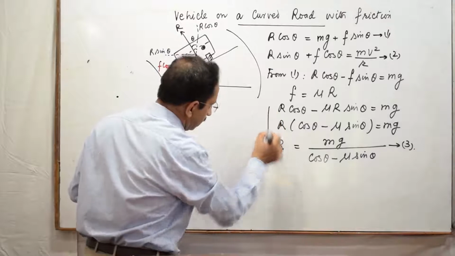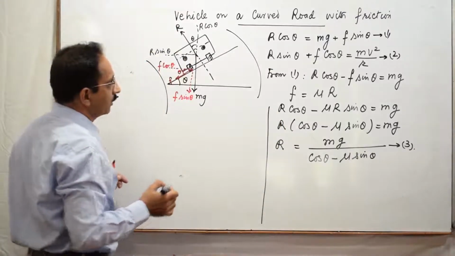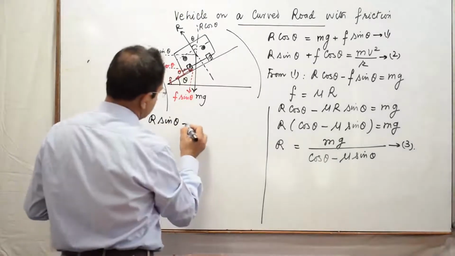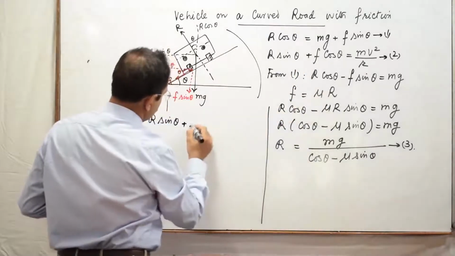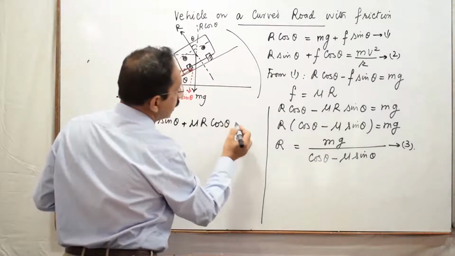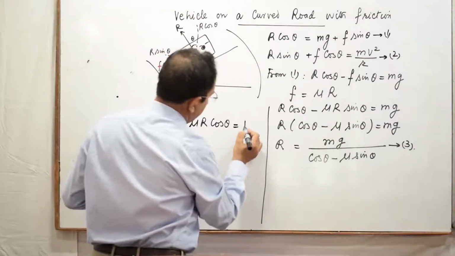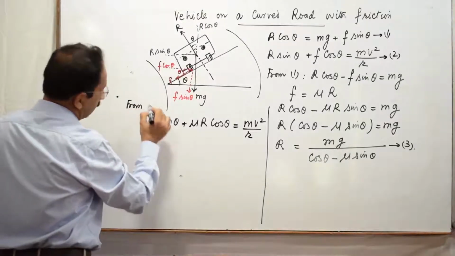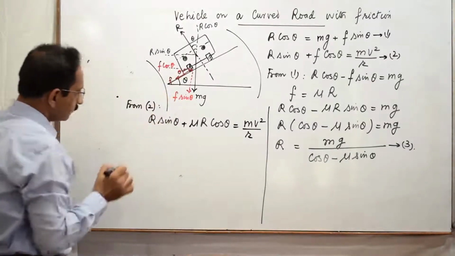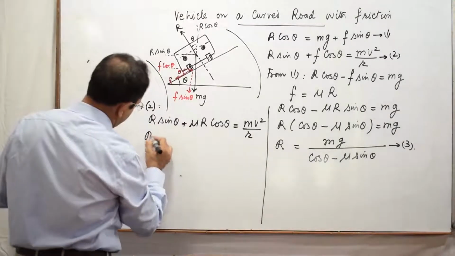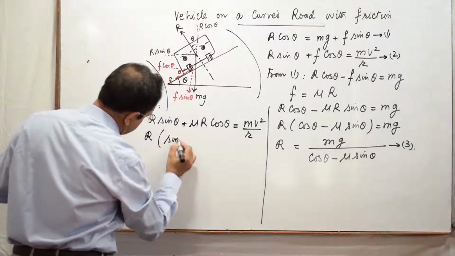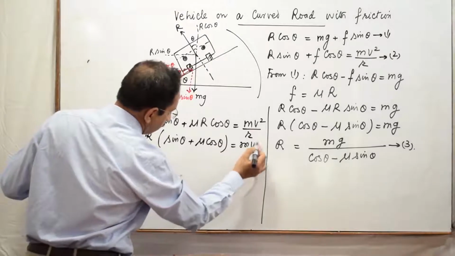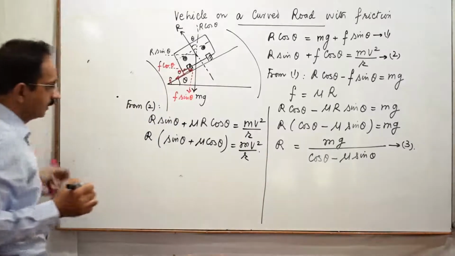So if I say that I have equation 2 now, from equation 2, you can see R sin theta plus, so again I have F equal to mu R, so it is mu R cos theta equal to mv square by R. This I have obtained from equation 2. So you can take R common again, so I have R into sin theta plus mu cos theta equal to mv square by R. So this is the second.